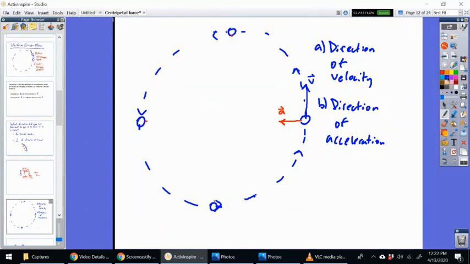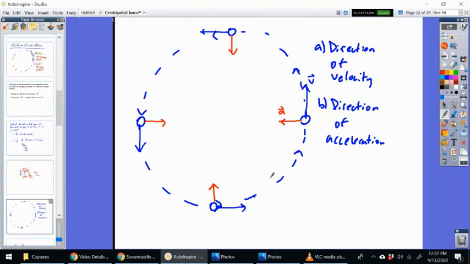Okay, well, I'm assuming you've answered these 2 questions for all 3 locations. So the answer for all 3 of them, so this top location, the velocity would be to the left and the acceleration would be down. At this location, the velocity would be down and the acceleration would be to the right. And down here at the bottom, the velocity would be to the right and the acceleration would be up.